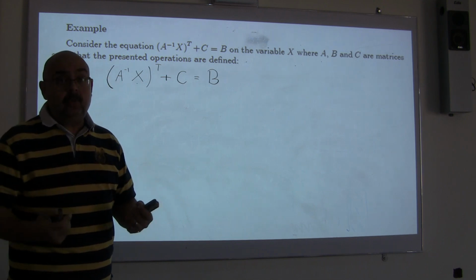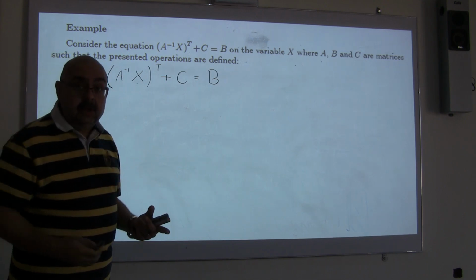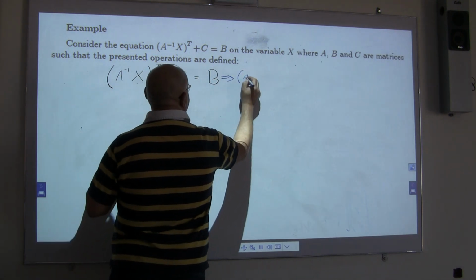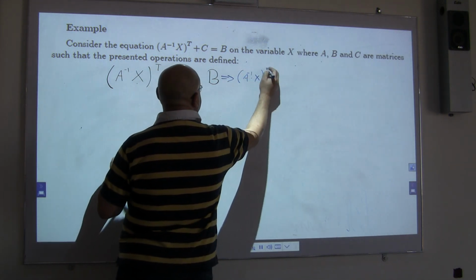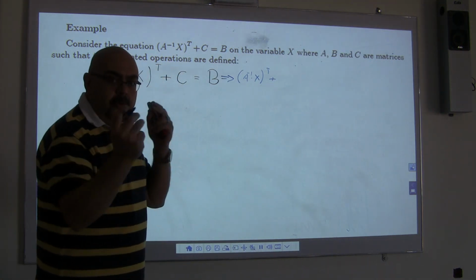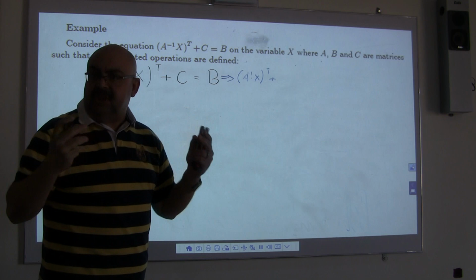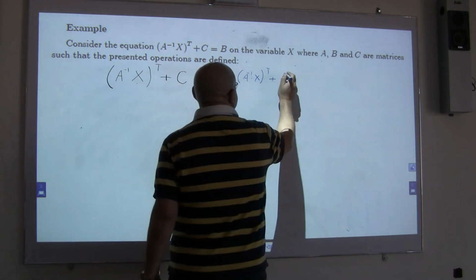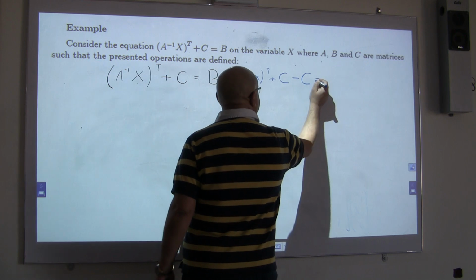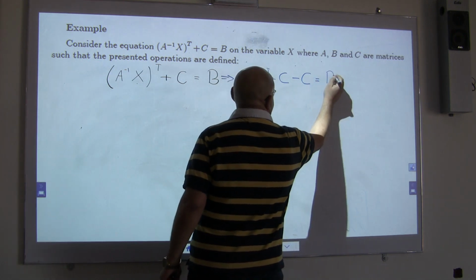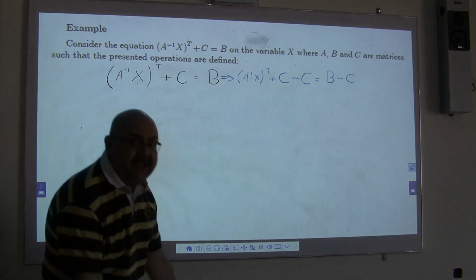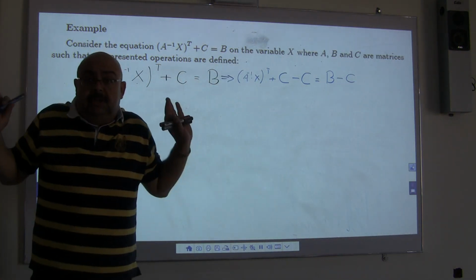Because after all, we are talking about matrices, not numbers. So what I'm going to do is make it A minus 1 times x transpose. I will add negative C on both sides of this equation. So I will have C, and I will add negative C in order to cancel it. On the other side, I will have B minus C. So I have added negative C on both sides, which is correct.